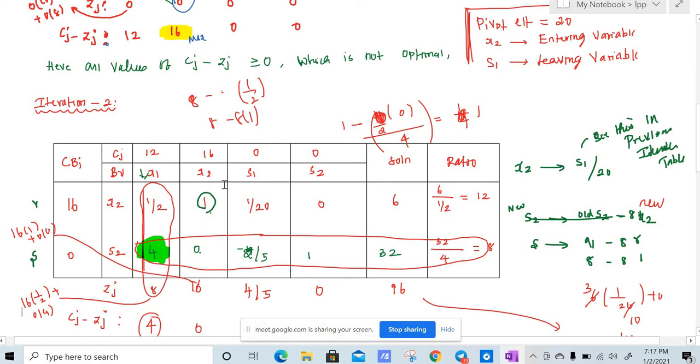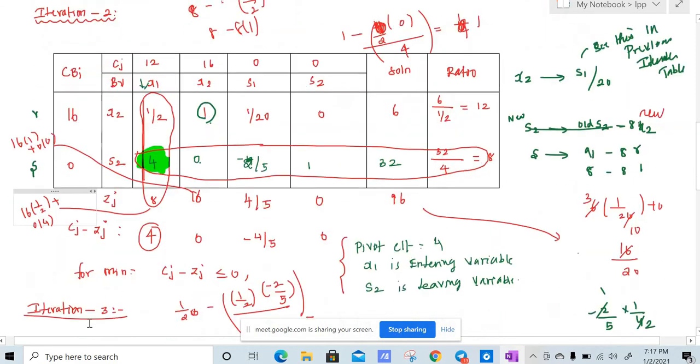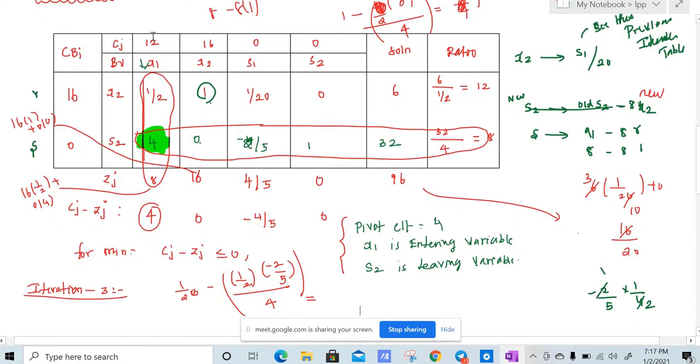So we have 8. 16 into 1 plus 0 into 0, which is 16. 16 into 1 by 20, which will be 4 by 5, plus 0 into minus 2 by 5, we will have 4 by 5. Now you find cj minus zj, and again you just subtract 12 minus 4 is 8, 16 minus 16 is 0, 0 minus 4 by 5 is minus 4 by 5, 0 minus 0 is 0.